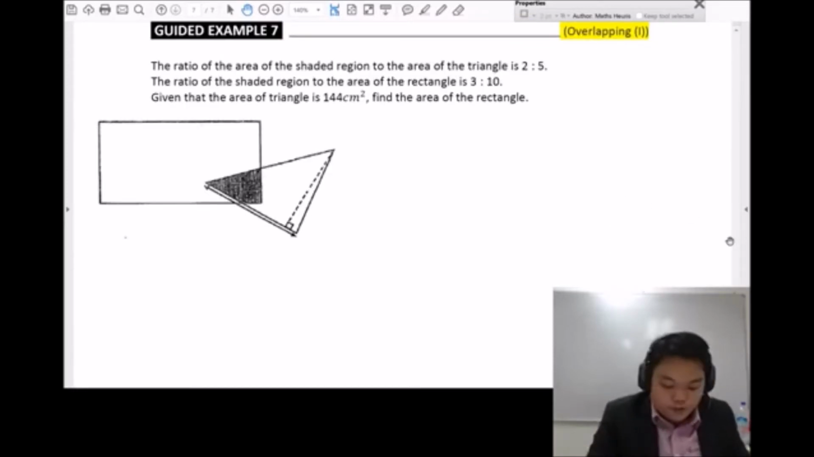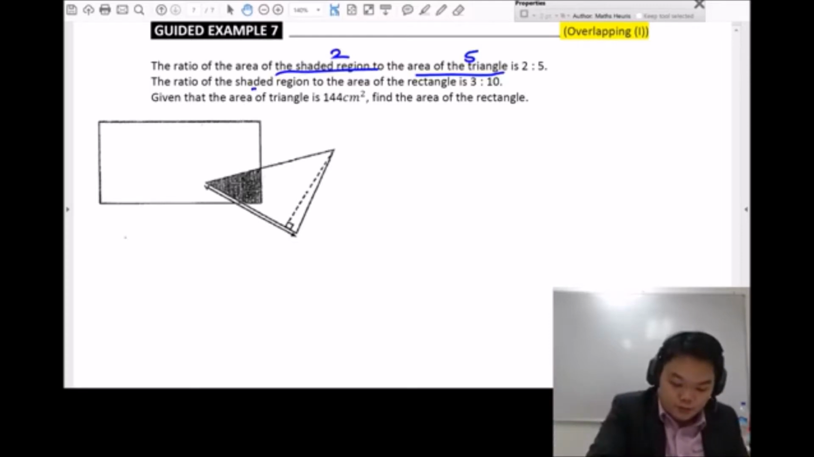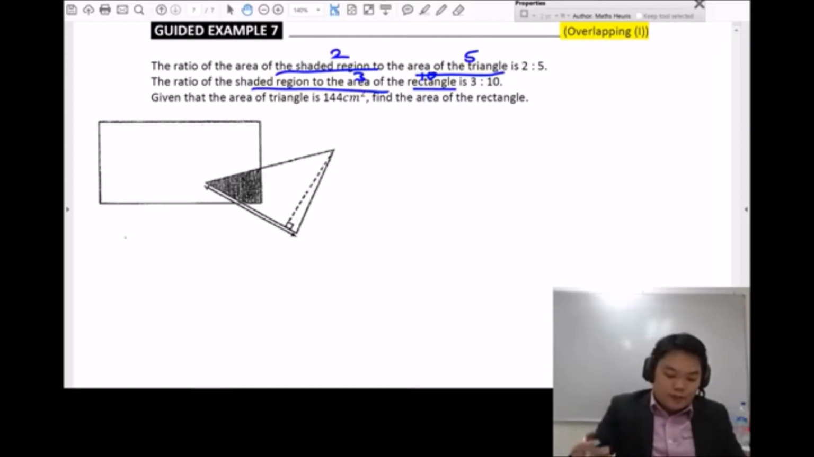Okay, now the ratio of the area of the shaded region to the area of the triangle is 2:5. Allocate your units like what I've been telling you all along. It also works for spatial visualization questions like these. Shaded region to triangle's area is 2:5. Ratio of the shaded region to the area of the rectangle is 3:10. Okay? Now, we know that the area of the triangle is 144 cm squared. We have to find the area of the rectangle.